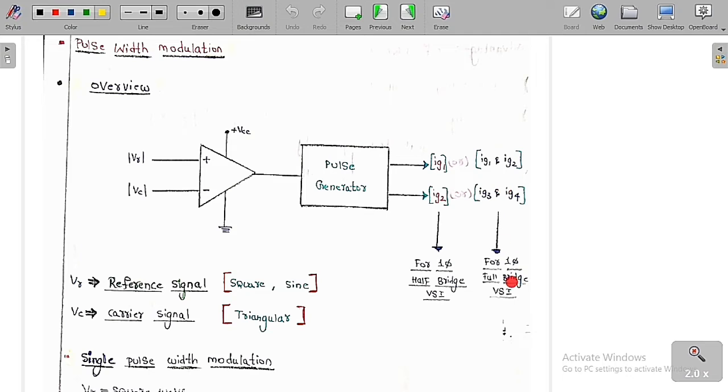Similarly, for single phase full bridge voltage source inverter, there are four thyristors T1, T2, T3 and T4. So the first output of this pulse generator we are going to use for Ig1 and Ig2, and the other output we are going to use for Ig3 and Ig4. So we can say that these two are used for the single phase half bridge voltage source inverter, and these two we are going to use for single phase full bridge voltage source inverter. So with the help of controlling of the switches, we can easily control the output voltage. As you control the output voltage, the average value also you can easily control.